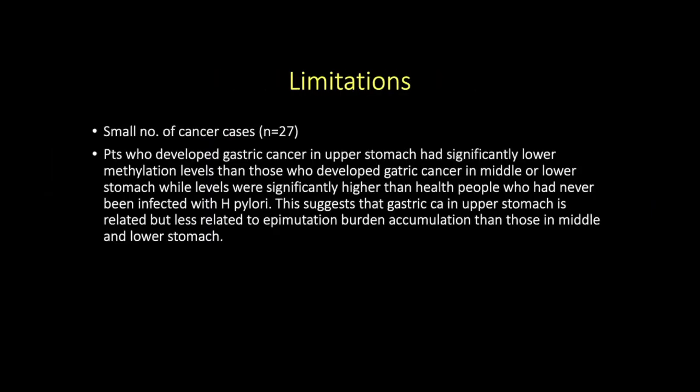The limitation of the study is the small number of cancer cases, only 27. Also, patients who developed gastric cancer in the upper stomach, they report in the supplemental file, had significantly lower methylation levels than those who developed gastric cancer in mid or lower stomach, while levels were still significantly higher than healthy people who had never been infected with H. pylori. This suggested that gastric cancer in upper stomach is related to, but less related to, epimutation burden accumulation than those in middle and lower stomach.